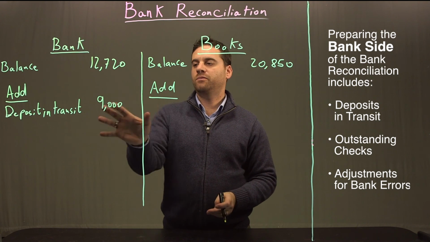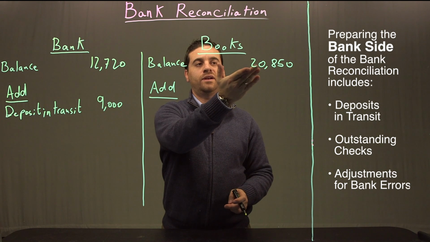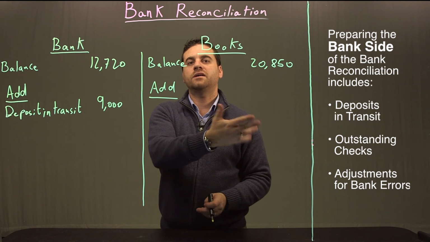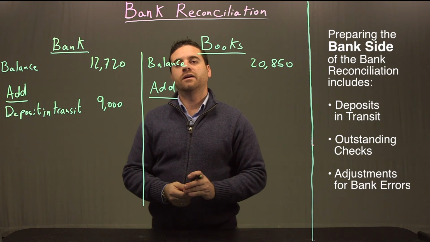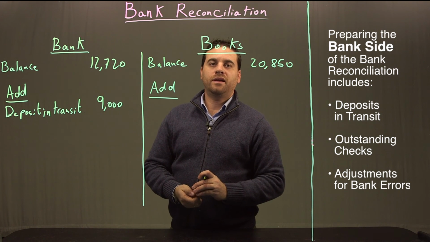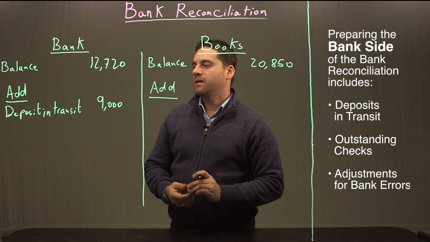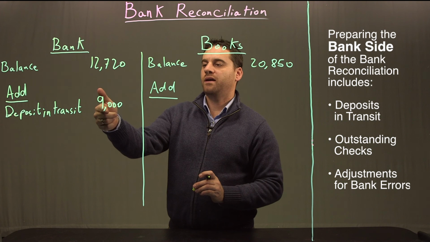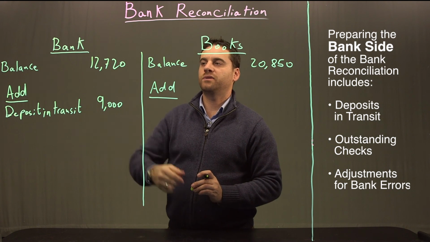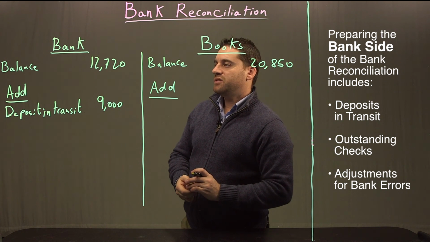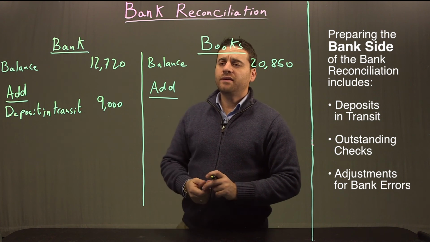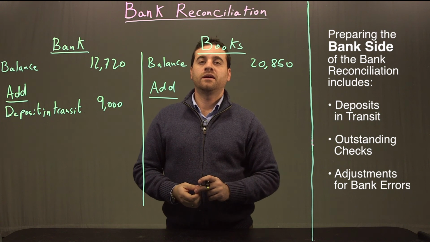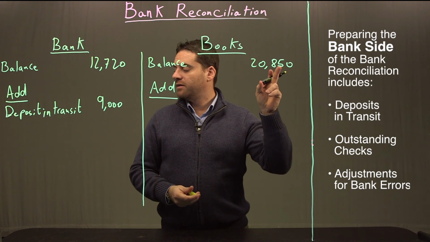I don't need to add that amount here. I don't need to do anything with that amount on the book side because it's already included in the $20,850, because the day we got it, we debited the cash. So it was already added to the cash balance. But it's not yet in our bank. It's not yet added, so we're going to add it manually here. $9,000 we added to the balance.